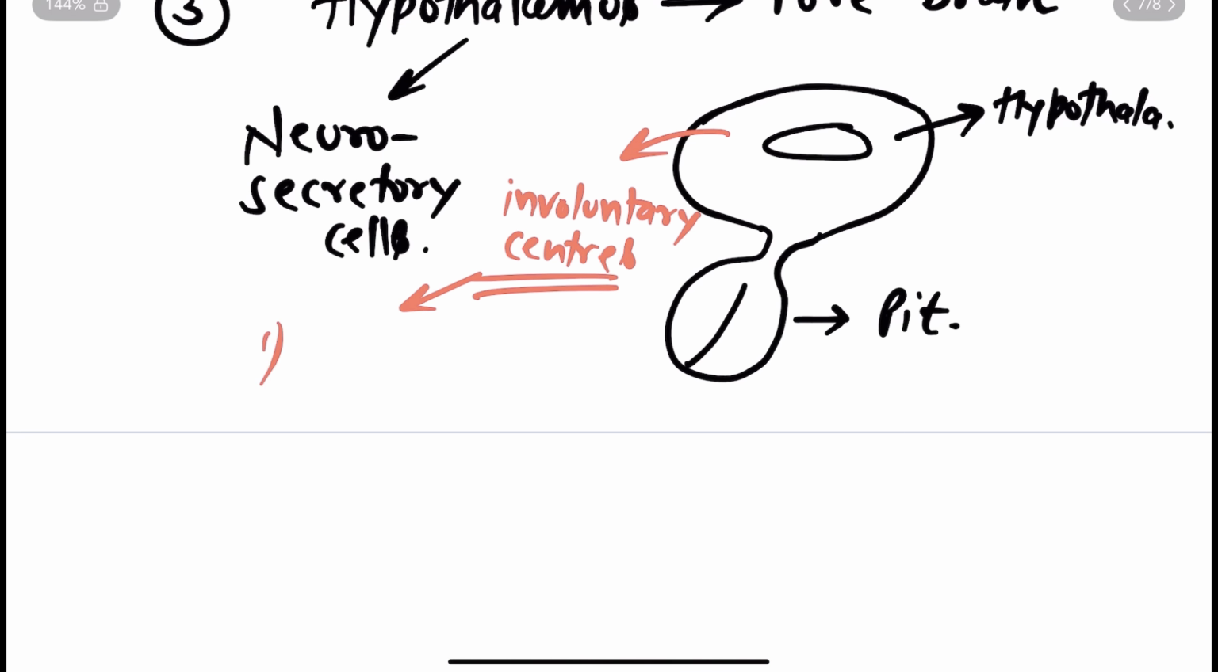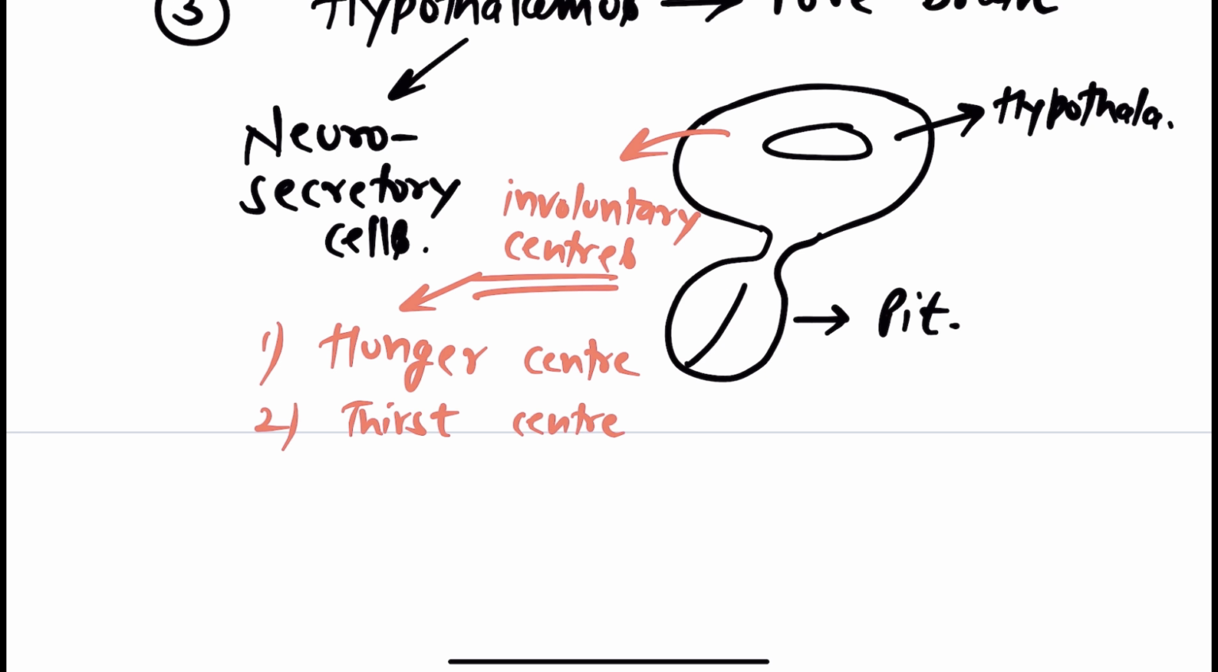Number 1, hunger center. जब हमें भूख लगती है तो हमें सिग्नल कहाँ से आता है? हाइपोथैलेमस से आता है. So hunger center, yes, very good. Second, thirst center. हमें प्यास भी लगती है और प्यास लगने का सिग्नल भी कहाँ से आता है? हाइपोथैलेमस से आता है. The third, when we eat and when we feel like we are full, हम और ज़्यादा नहीं खा सकते. So feeling full center, and last but not least, temperature center.